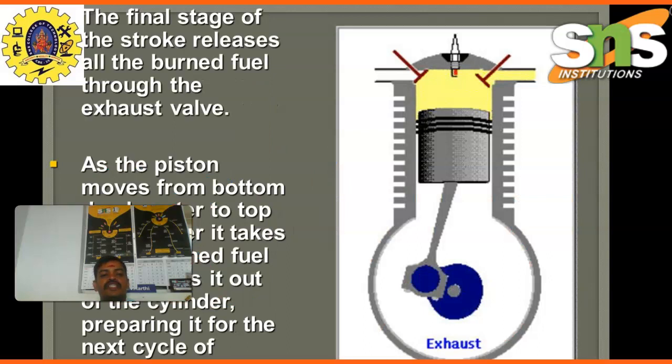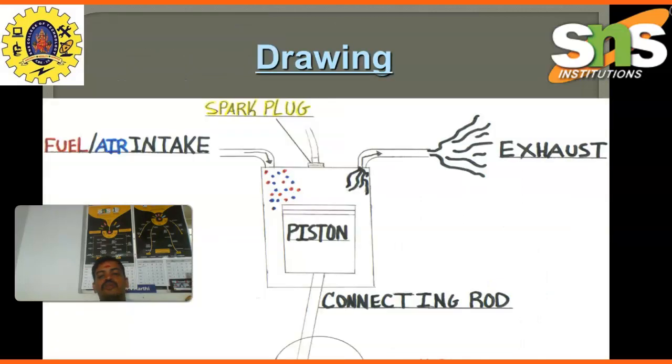The final stage of the stroke releases the burned and unburned fuel through the exhaust valve. During this process, the inlet valve is closed and the exhaust valve is open. The piston moves from BDC to TDC. It takes all the burned fuel and pushes it out of the cylinder, preparing for the next stroke.